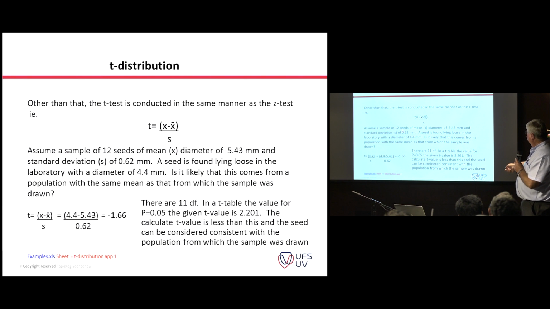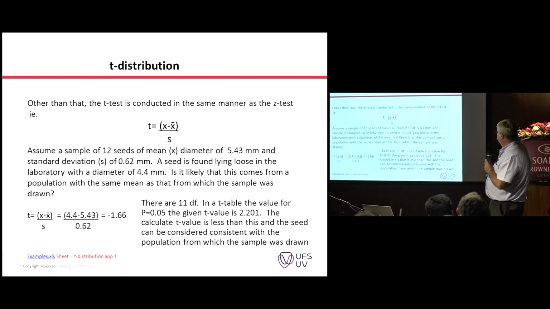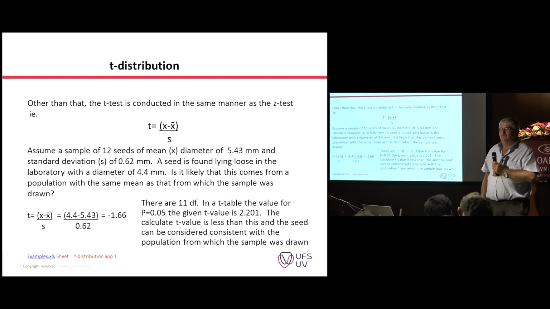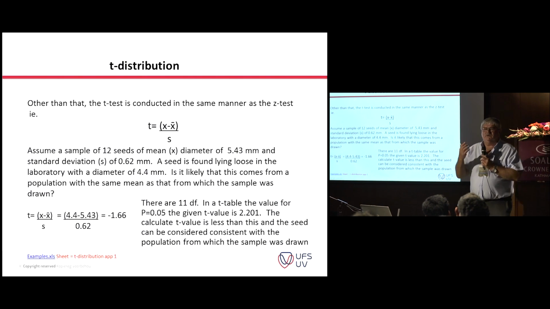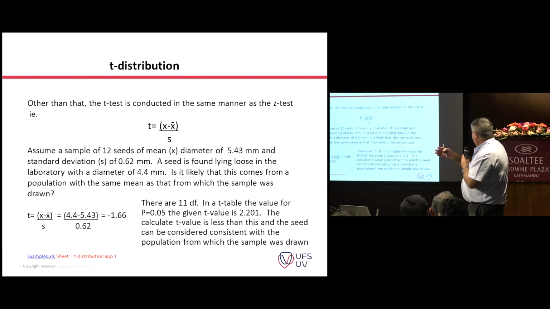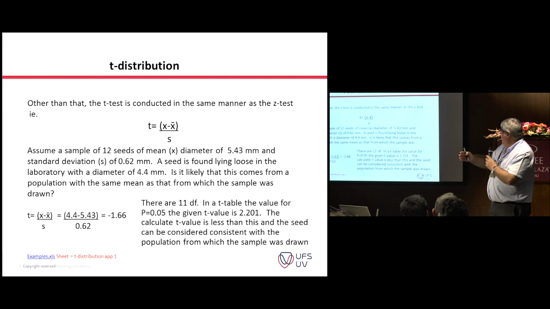I have a sample of 12 seeds. I work out the mean diameter of the seeds, and the seed diameter is 5.43 millimeters, and the standard deviation of those 12 seeds is 0.62 millimeter. Already I can tell you now about the population of seeds, right? It has a mean of 5.4, and its standard deviation of 0.62. Okay.